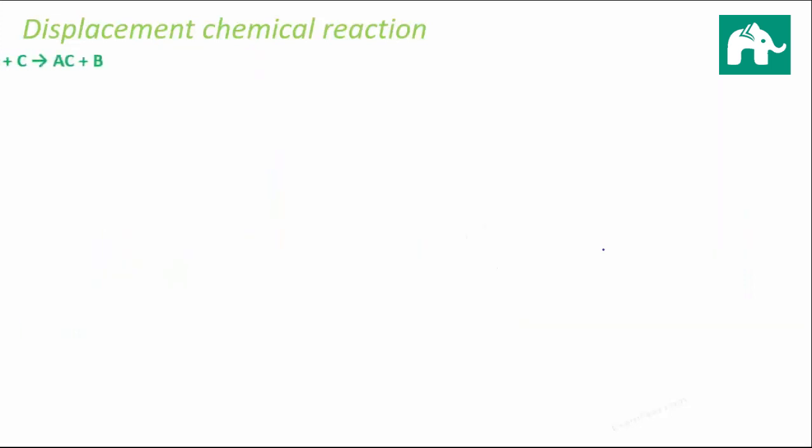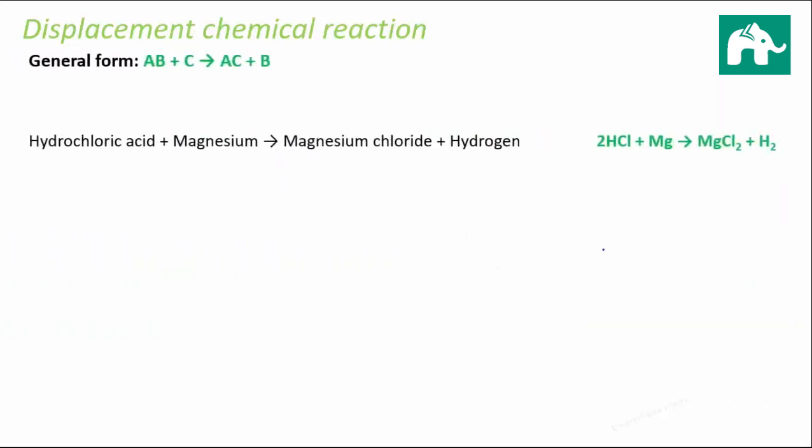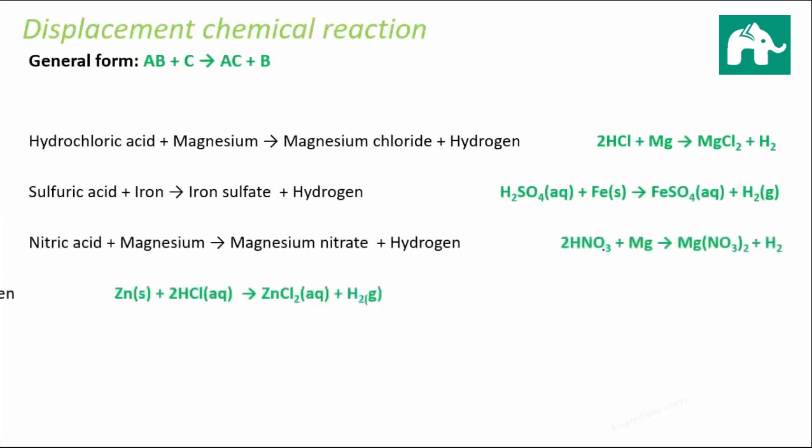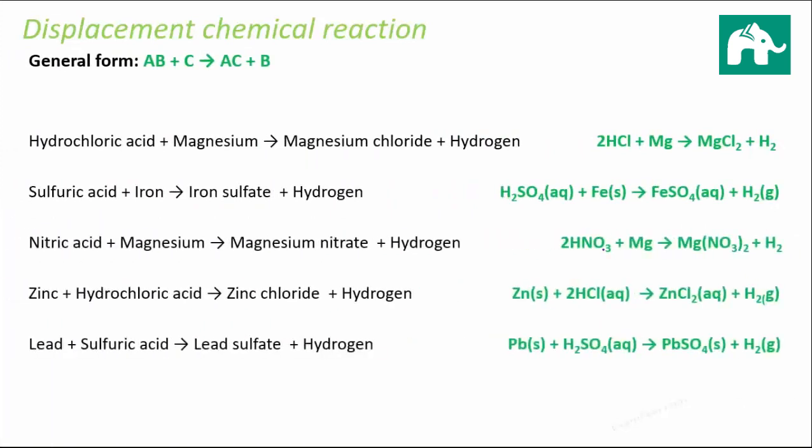Some examples of displacement reactions are as follows. If you look at all of these reactions on the screen, they are all displacement reactions. Here, let's randomly pick one of these and see if displacement takes place in them or not. Let's talk about sulfuric acid and iron. So you see H2SO4 plus iron gives ferrous sulfate, that is FeSO4, plus H2. So what's happening here?